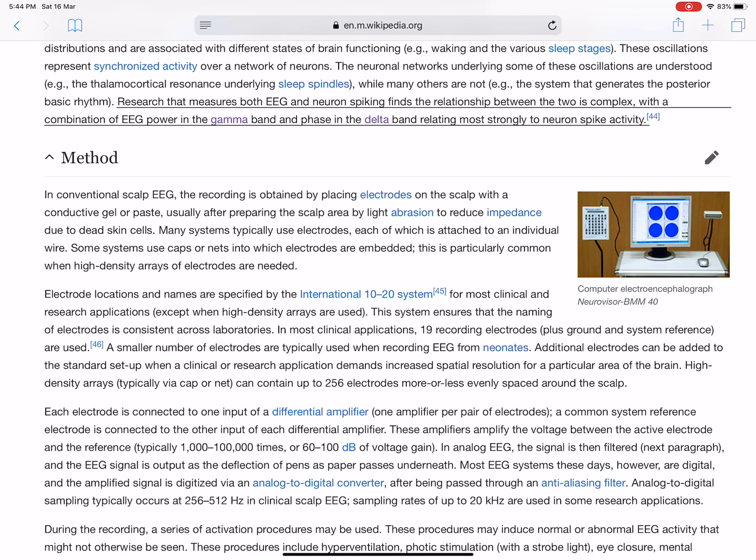Research that measures both EEG and neuron spiking finds the relationship between the two is complex, with a combination of EEG power in the gamma band and phase in the delta band relating most strongly to neuron spike activity.